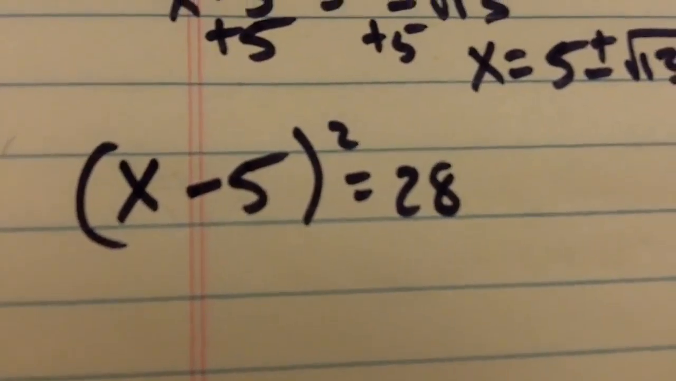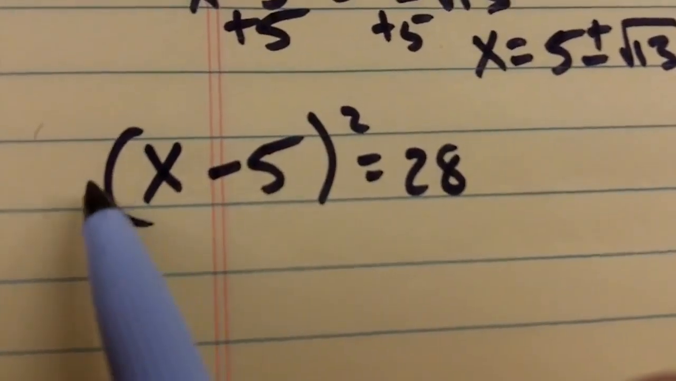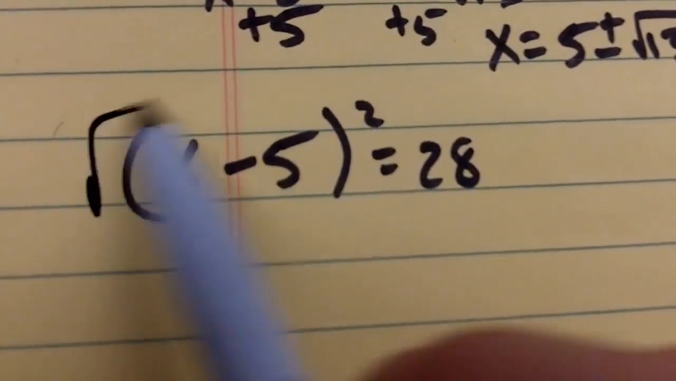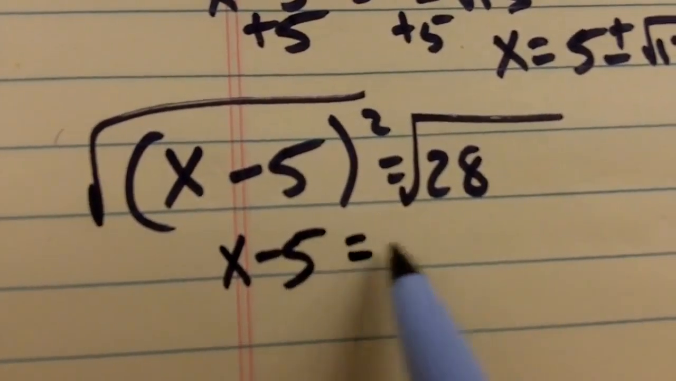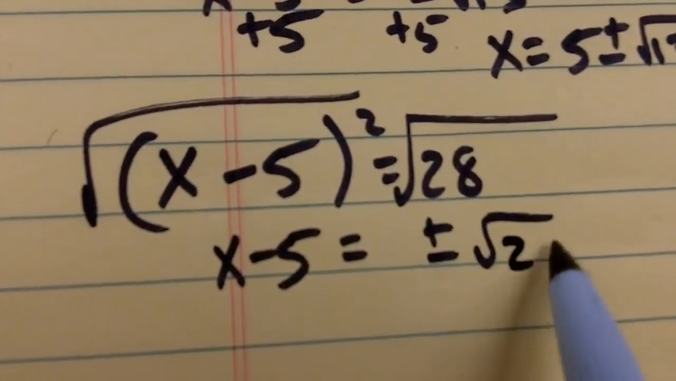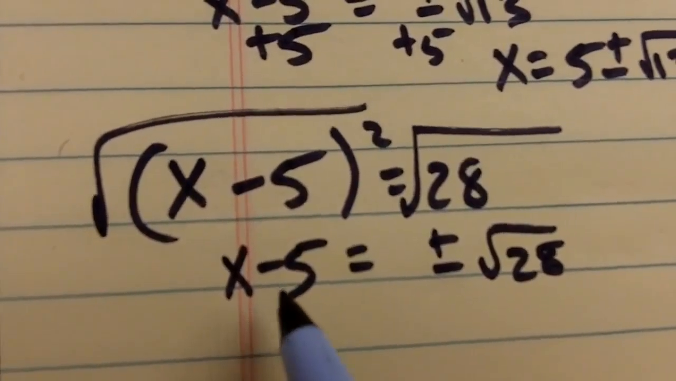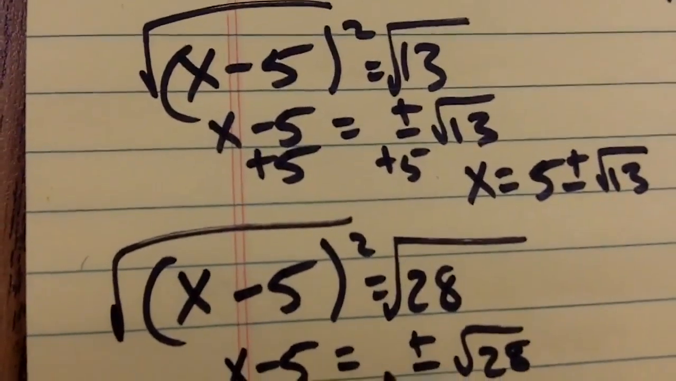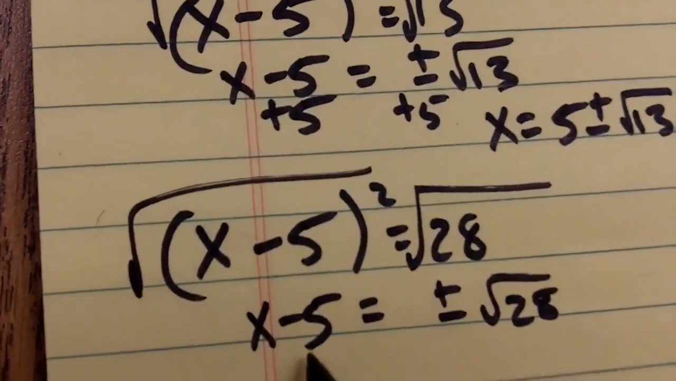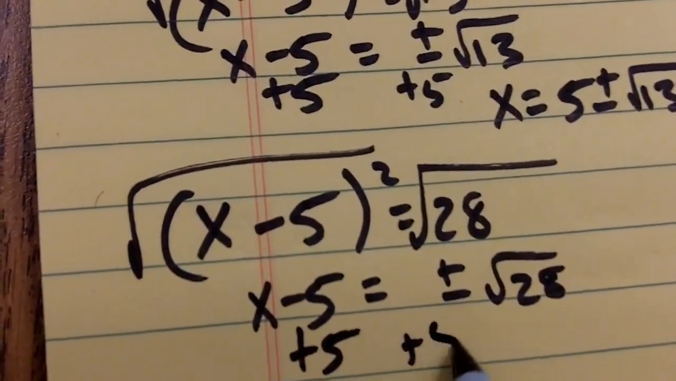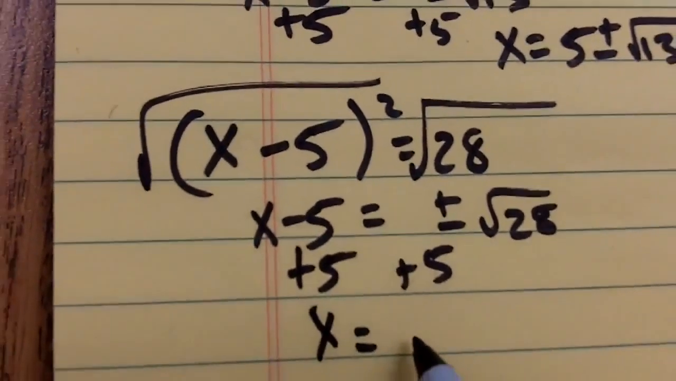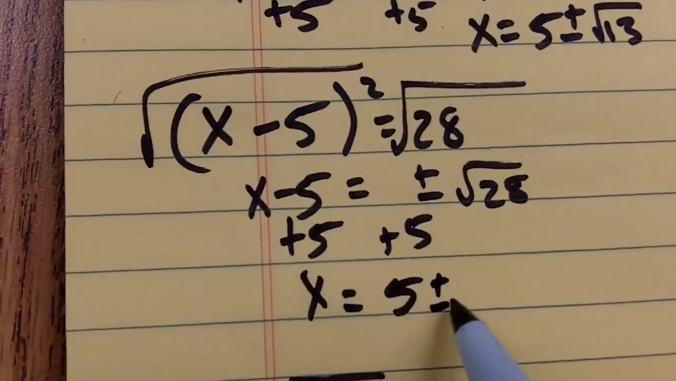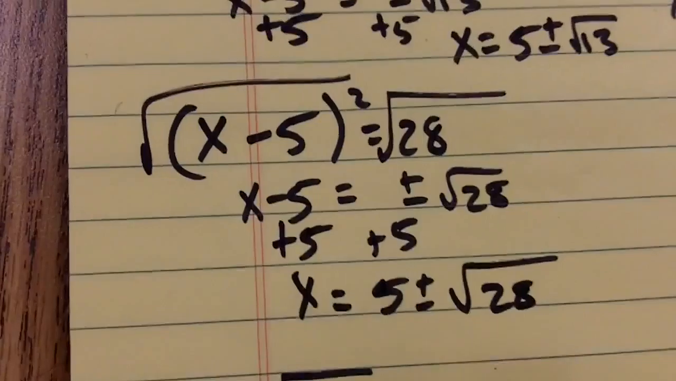X minus 5 squared equals 28. Perfect square? Yes. Take square root. X minus 5 equals plus or minus radical 28. Okay, this looks similar to this problem. Add 5 to both sides, right? Yeah, add 5 to both sides. X equals 5 plus or minus radical 28. Are we done?